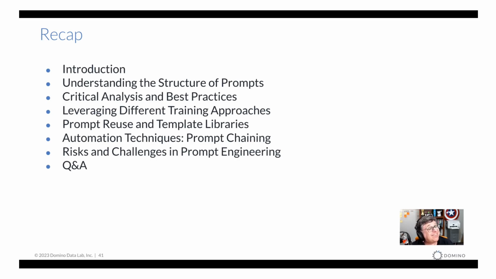We then moved into scaling things out with prompt reuse and templates, starting with automation techniques like prompt chaining, which allowed us to take the output of one prompt and use it as the input for another prompt. And so the templating, the chaining, the automation factor allows us to use tools like LangChain to be able to create solutions such as retrieval augmented generation that allows you to chat over your own data. And we saw an example of using Domino's AI Hub to quickly build that solution, along with others. And then we talked a little bit about the risks and challenges in prompt engineering. So let's wrap this up with some Q&A.